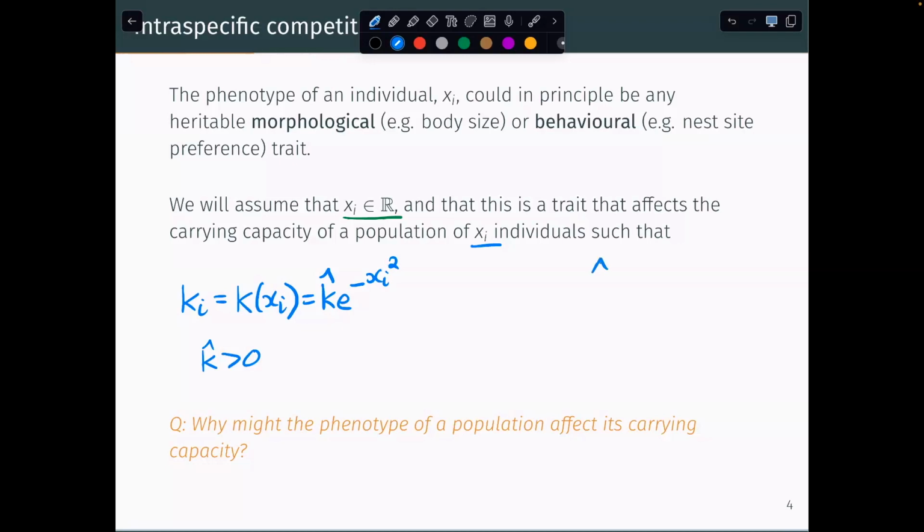So we can sketch a graph of what that looks like. Pretty simple graph. We've got our phenotype xi varying, and we've got our k of xi here. It looks like a Gaussian, basically, something like this. It shouldn't go under the axis. It's hard to draw on an iPad. There we go. And it peaks at k hat when xi is equal to 0.